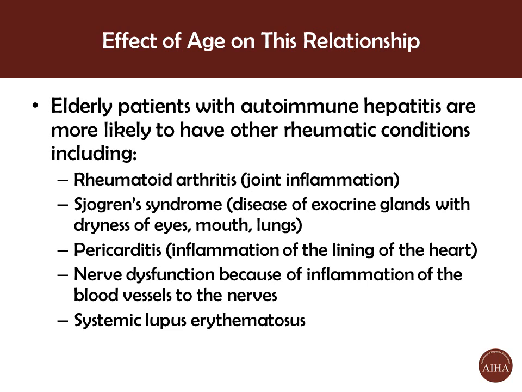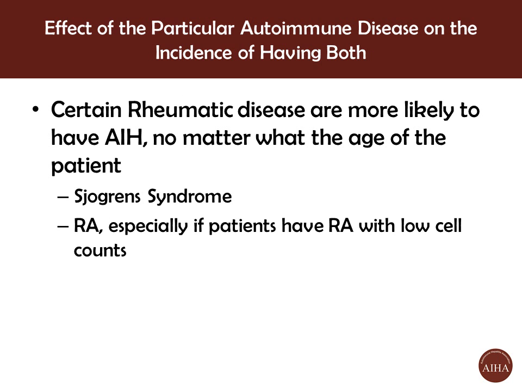Pericarditis, just inflammation of the heart. Those patients would be more likely to have autoimmune hepatitis. Some patients get mononeuritis multiplex, which means there's inflammation of the blood vessels to the nerves, and they can present with maybe weakness in my right leg and numbness in my left wrist and a wrist drop in the right hand. So different nerves can get inflamed, and same thing with systemic lupus. The older patients with autoimmune hepatitis are more likely to have these.